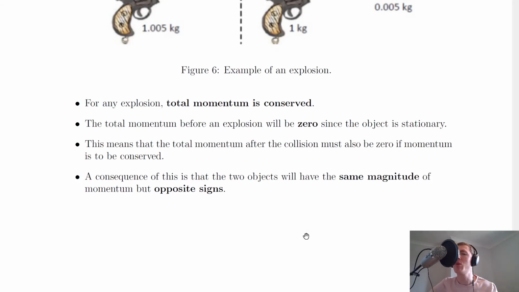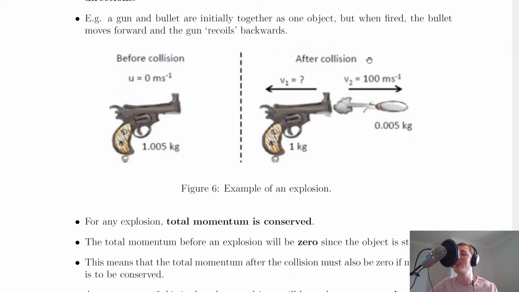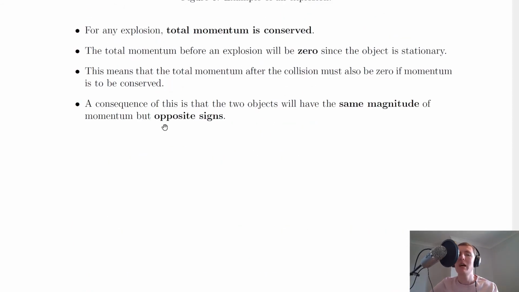And you might be thinking, well, how can that be the case, because these two objects are moving, so how can the total momentum be 0? Well, remember we've got both objects moving in different directions. And remember the fact that this one's moving to the left and this one's moving to the right will mean they have opposite signs. So this will be a negative momentum, whereas this will be a positive momentum. So we can actually have the case where we have 0 momentum on the right hand side. And it explains it a wee bit here where it says that a consequence of this is that the two objects will have the same magnitude of momentum but opposite signs.